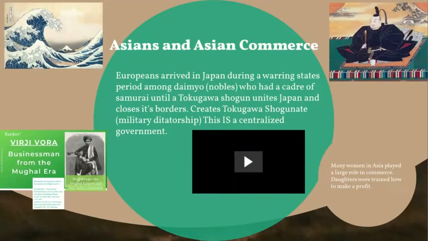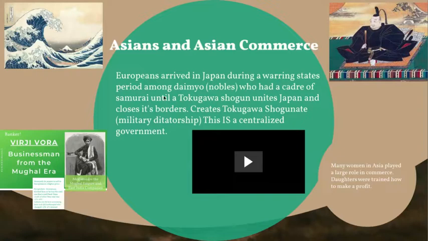Okay, so Asians and Asian commerce. Art is going to become a huge thing. Europeans are going to arrive in Japan during a warring states period among daimyo nobles who had a cadre of samurai until the Tokugawa shogun unites Japan and closes its border. They are going to create the Tokugawa shogunate, which is going to be a military dictatorship, and that's going to be in Japan. This is a centralized government.